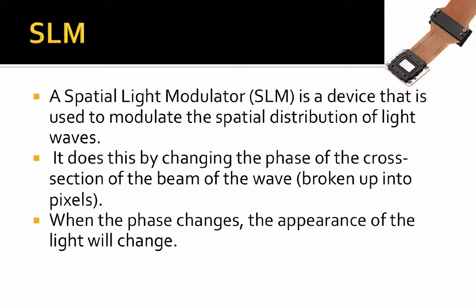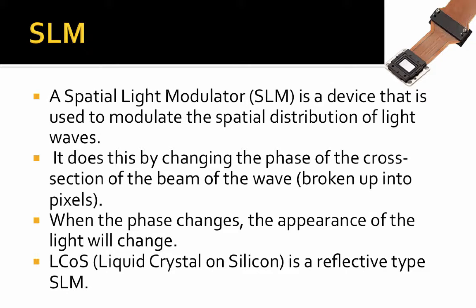For us, what will happen is when we change the phase, the appearance of the light will change. That means either it'll get brighter or dimmer. Usually it changes its mode. So how it looks to us on a card or on a camera will change based on the change in the phase. This particular SLM is an LCOS SLM, which stands for liquid crystal on silicon, and this is a reflective type SLM.